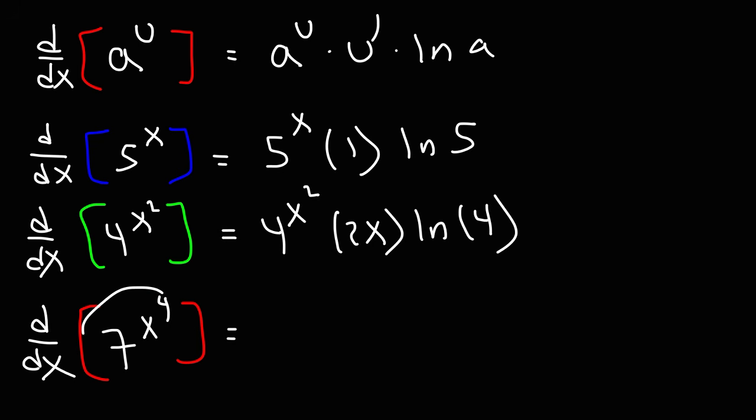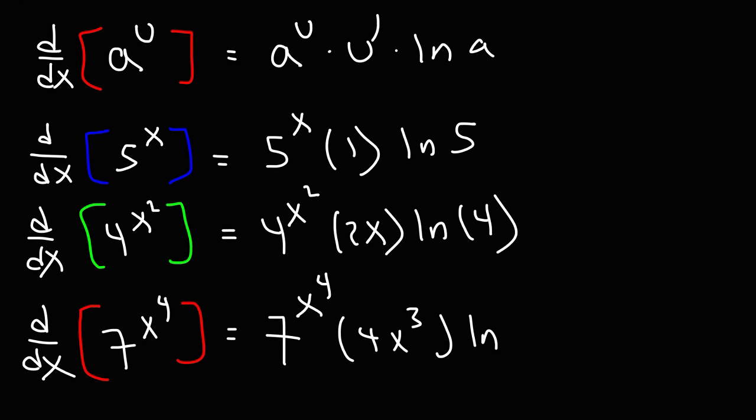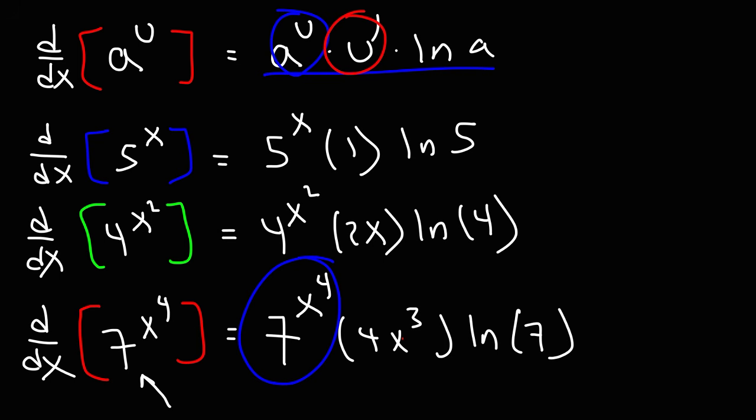For the next one, it's going to be exactly what we started with, 7 raised to the x to the 4th, times the derivative of the exponent. The derivative of x to the 4th is 4x cubed, times the natural log of the base, and the base is 7. So that's the derivative of 7 to the x to the 4th. You simply need to just follow the equation. As you can see, this is the a to the u part, u prime, that's the derivative of the exponent, and then ln a, we can see a is 7.